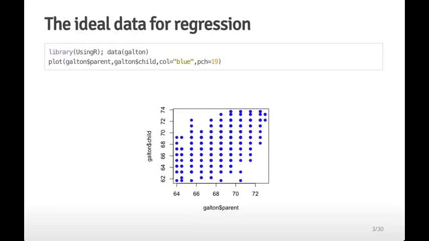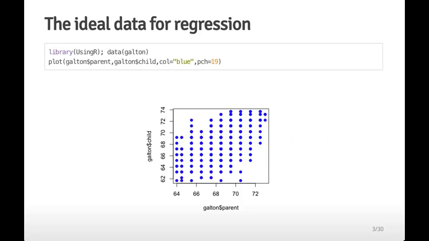So the ideal data for regression look like this. You have two variables here, parent and child, and this is the Galton data that we used in our earlier examples, and the cloud of points looks sort of like an oval. This is the ideal because it is what regression was originally designed for: the case where the data is multivariate normal. In this case it's bivariate normal, and it's kind of got a cloud shape. All the assumptions for regression work out just perfectly.